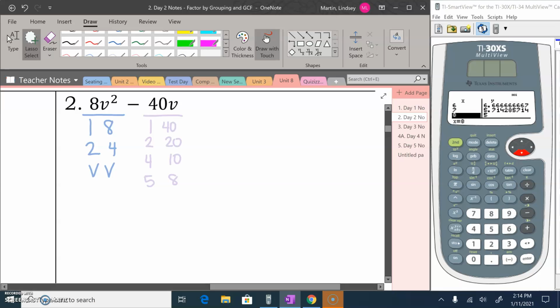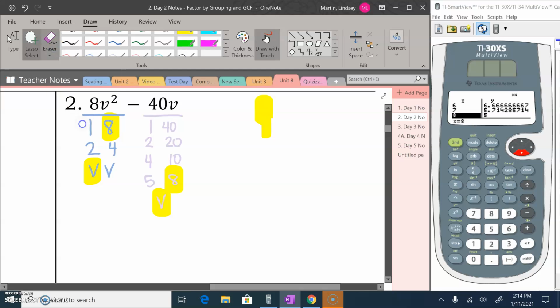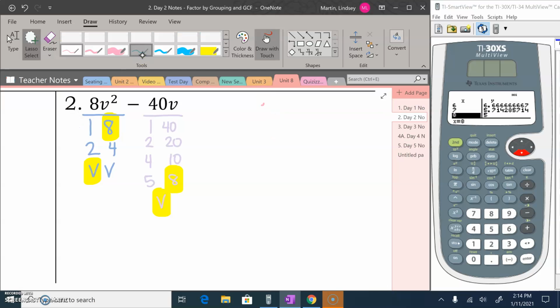And for 40v, I only have 1v here. The largest number that they both share, the largest factor, is going to be 8 and 1v. So my GCF is 8v. And when I factor that out, I'm left with v minus 5.